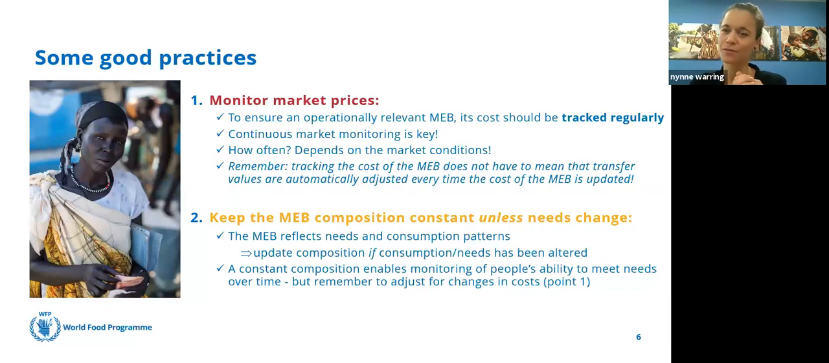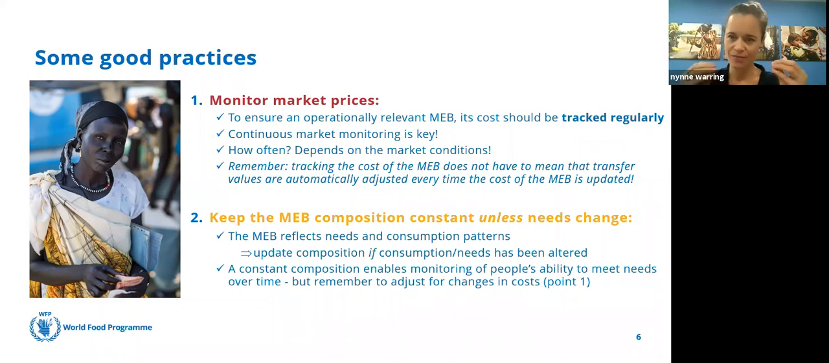If you recall from the first few webinars, what we really try and emphasize when we talk about composing an MEB is that the MEB reflects needs and household consumption choices. And so unless there is a really strong reason, which there could be many, to believe that that has changed, it's better to keep your MEB composition intact and just continue to monitor the price of it.